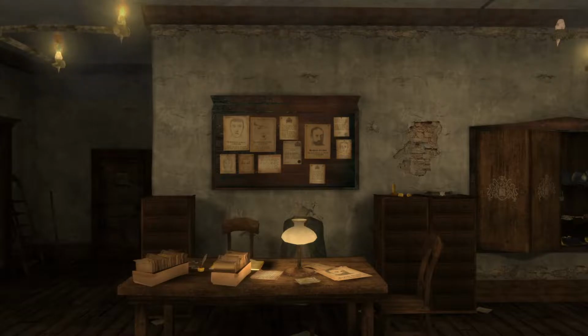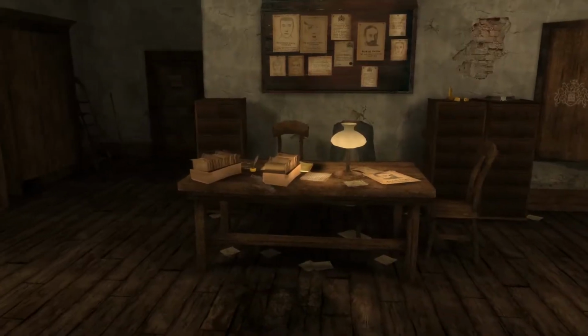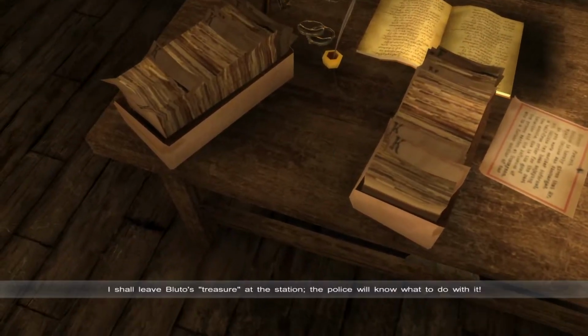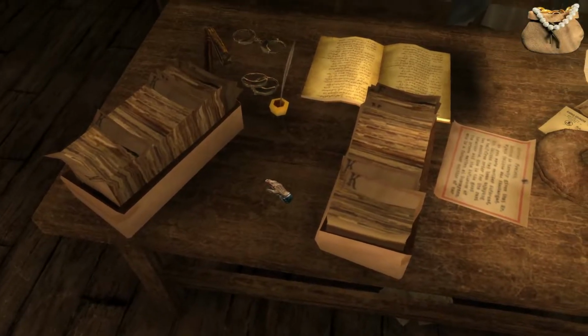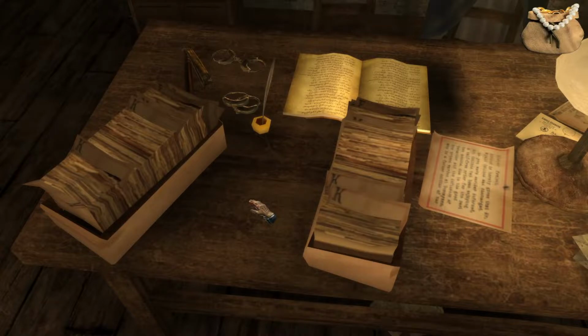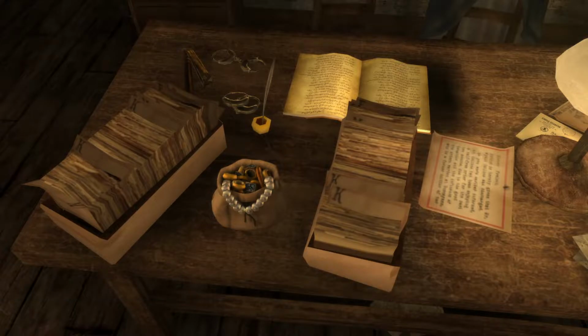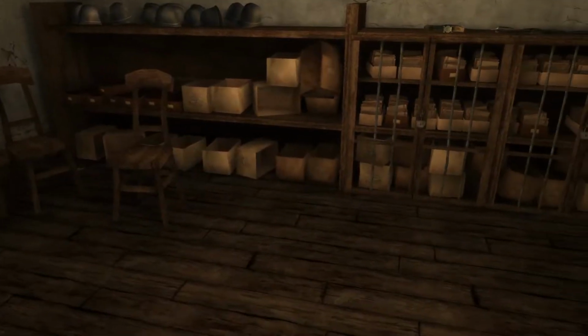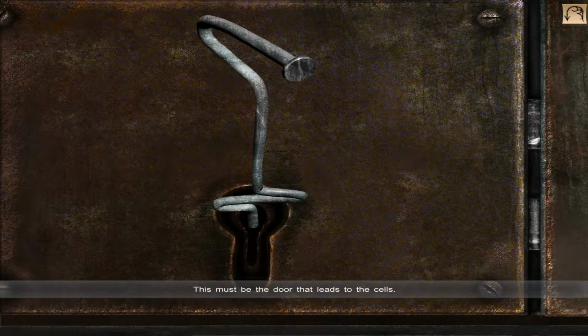Okay, that was fun. I started to itch. Squibby, do I need to find anything? There's something over there. I shall leave Bluto's treasure at the station. The police will know what to do with it. Good thinking, Holmes. I thought we would keep them by ourselves, but I think you're right. We have to return it. Hopefully, at least. And what else? I guess we go to the left side. This right side is the wrong side. This must be the door that leads to the cells.